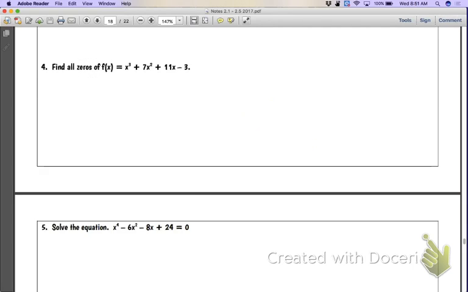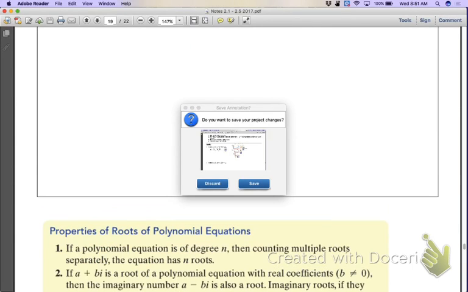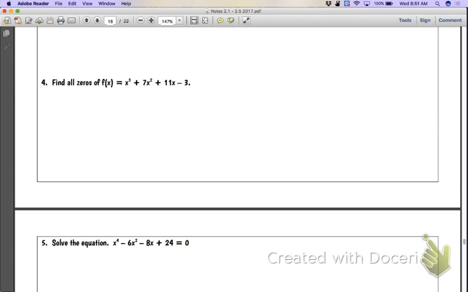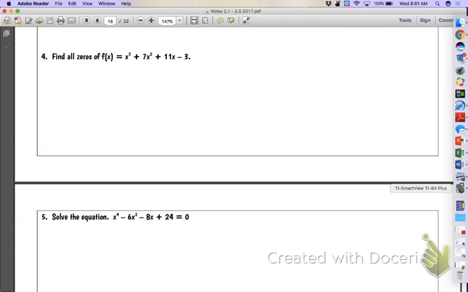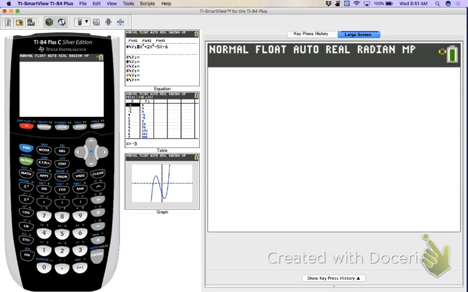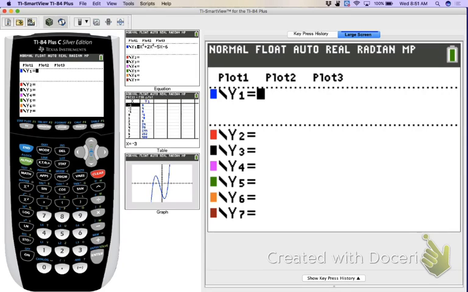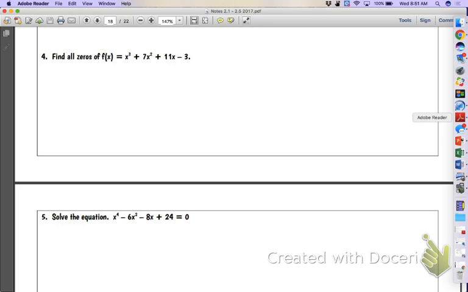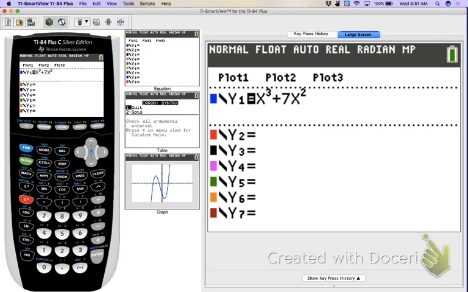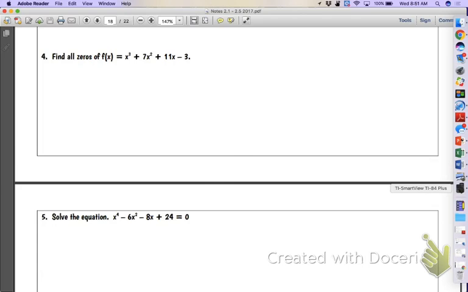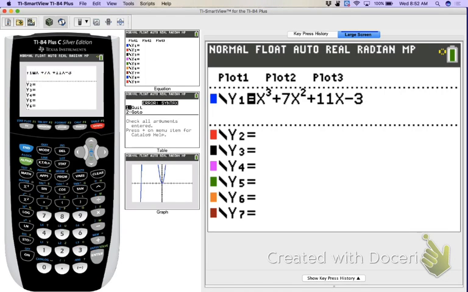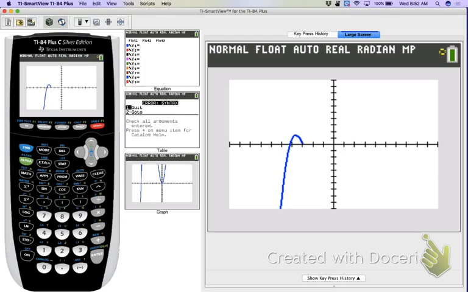Okay? So like if I have x to the third plus 7x squared plus 11x minus 3. So just by looking at it, okay.